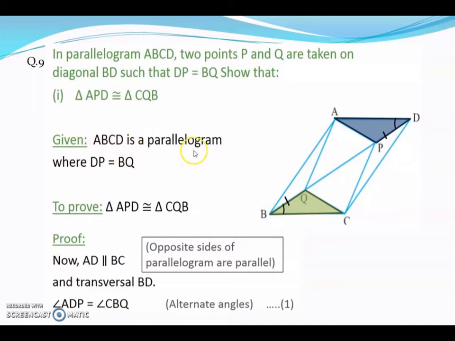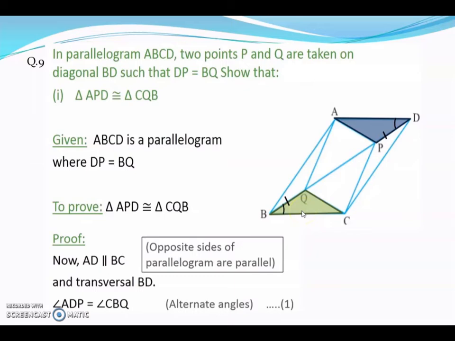So ABCD, first write down the given things. ABCD is a parallelogram where DP and BQ are equal. Now all properties of a parallelogram can be applied in ABCD. So we have to prove that these two triangles APD and CQB are congruent to each other.